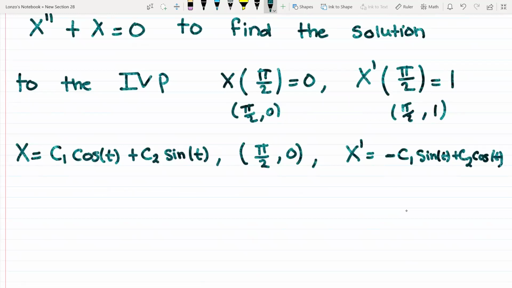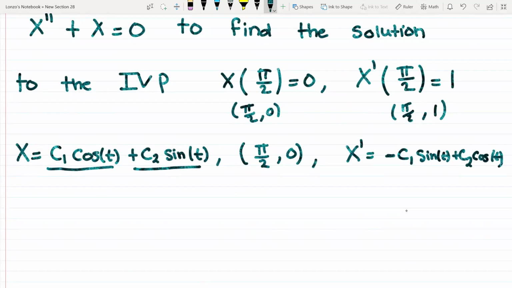You just take the derivative of each term. So what's the derivative of c1 cosine t? Well, c1's a constant. So the derivative of cosine t is negative sine t. So that's how I got negative c1 sine t. And what is the derivative of c2 sine of t? C2 is a constant. The derivative of sine t is positive cosine t, right? Okay, now what do I do next? I plug in my initial values.